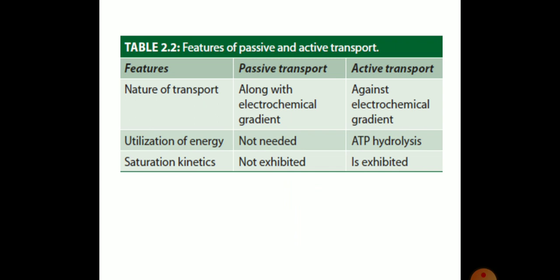Then the differences between passive and active transport. Passive transport occurs along the electrochemical gradient. Active transport occurs against the electrochemical gradient. In passive transport, there is no need for utilization of energy. In active transport, energy is utilized by hydrolysis of ATP. Passive transport does not exhibit saturation kinetics, and active transport exhibits saturation kinetics. So these are the major differences between the passive and active transport systems.